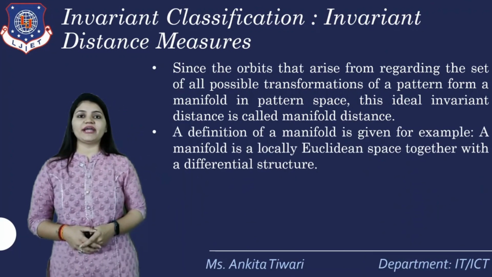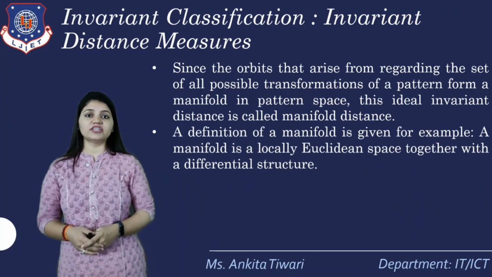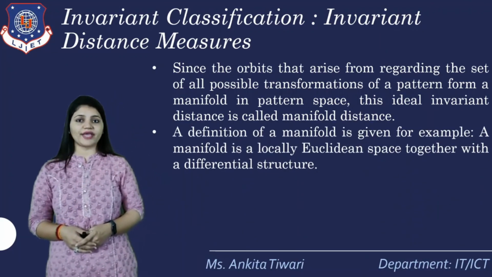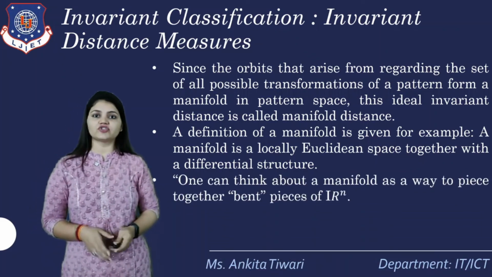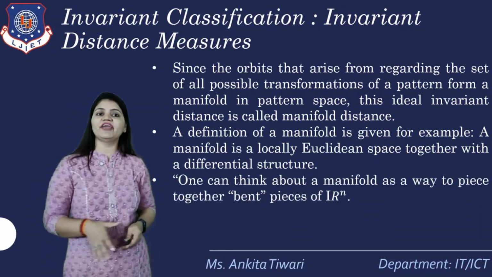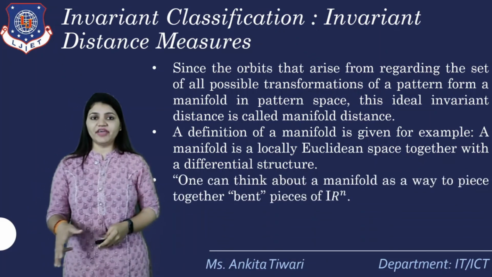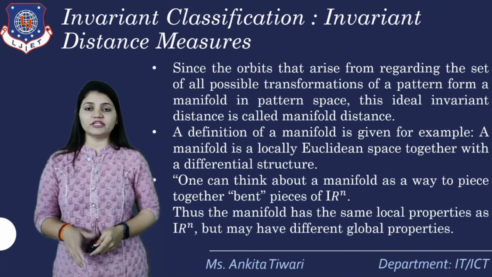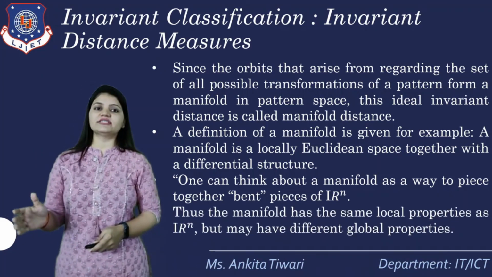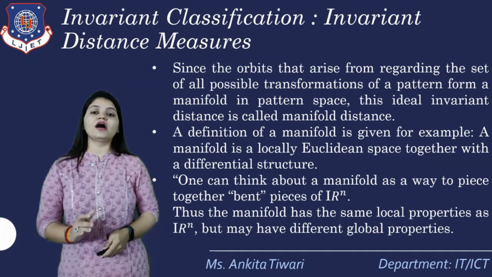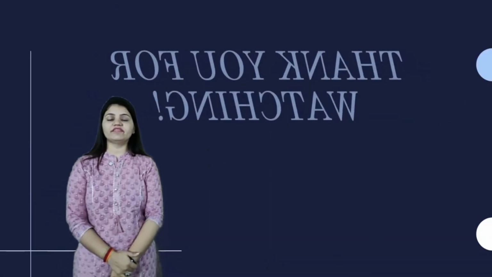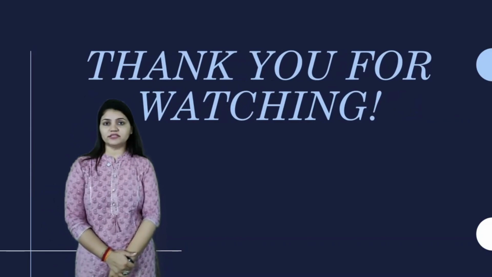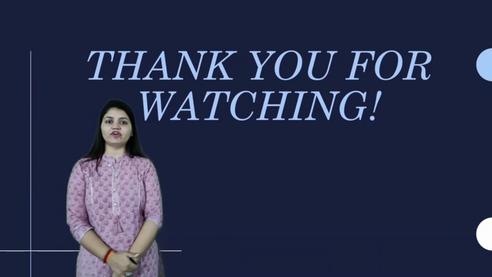A definition of a manifold is given, for example: a manifold is a locally Euclidean space together with a differential structure. One can think about a manifold as a way to piece together bent pieces of R^n. Thus, the manifold has the same local properties as R^n, but has many different global properties. So this is what we have discussed about the invariant properties that we have for a particular object recognition.